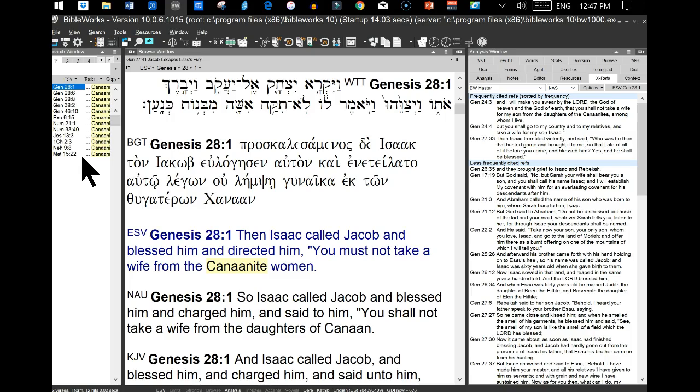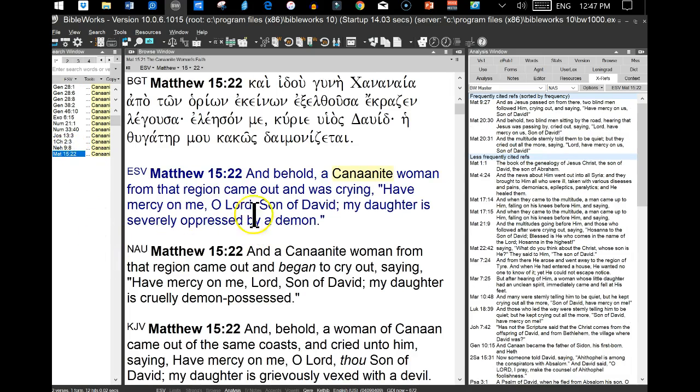Now, what should have happened to every single Canaanite who ever lived? What should have happened based on total destruction? So the fact that this woman is alive, why is this woman alive? Because they didn't do it. Behold, there was a Canaanite woman from that region, came out and was crying, have mercy on us, son of David. My daughter is severely demon-possessed.